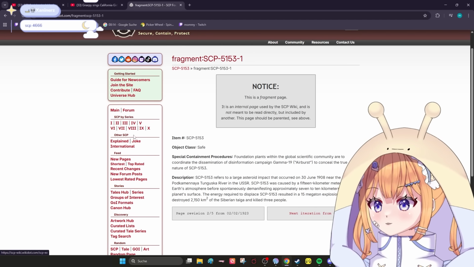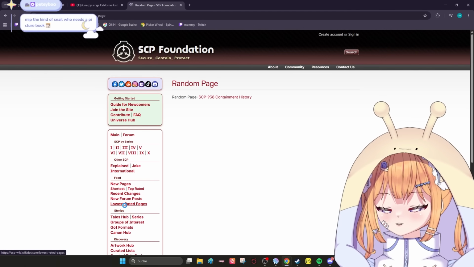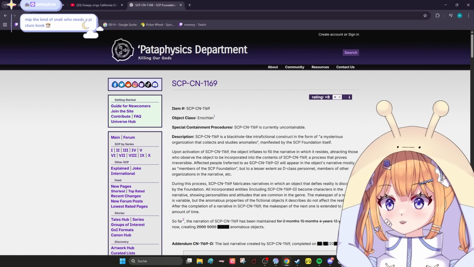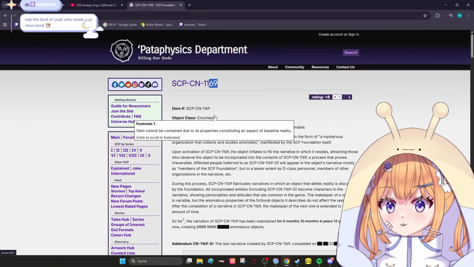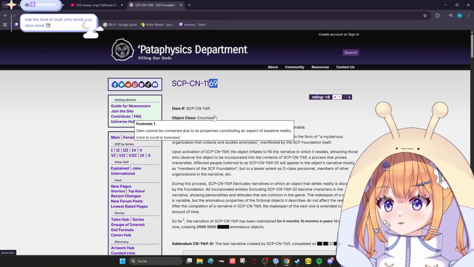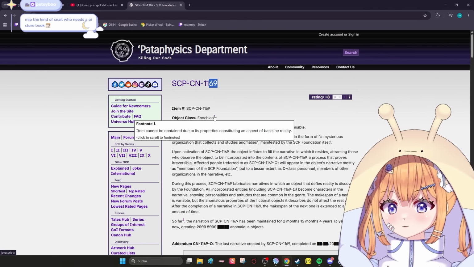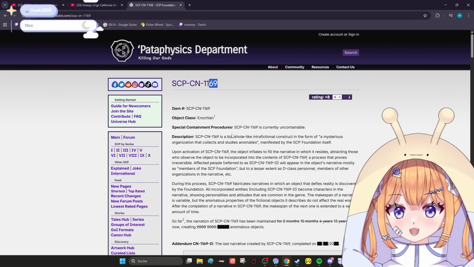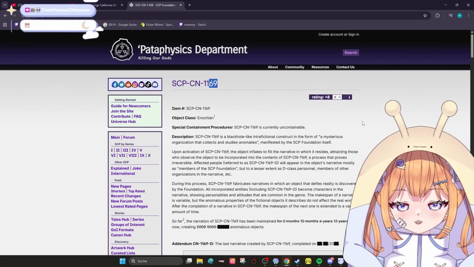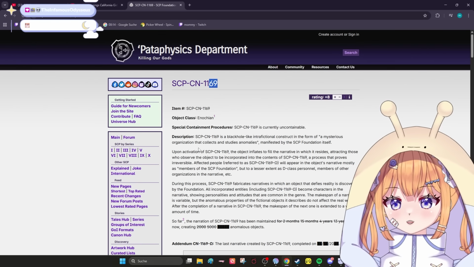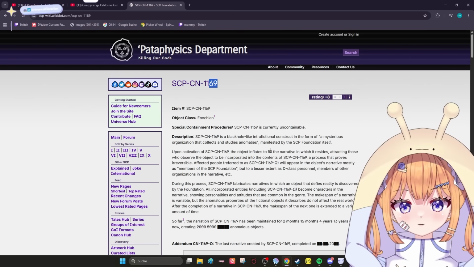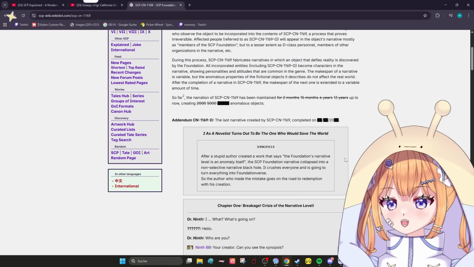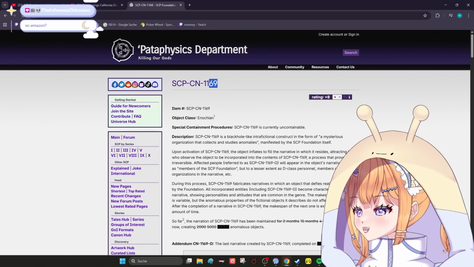Wait, let's get another one. I want a city one. SCP-CN1169? 6969 Enochian. Wait, what? Item cannot be contained due to its properties constituting an aspect of baseline reality. What? It's a black hole-like intrafictional construct in the form of a mysterious organization that collects and studies anomalies manifested by the SCP Foundation itself. That's so creative. What the heck?